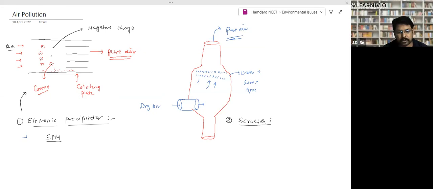They are called scrubber. This is called scrubber. What happens in the scrubber? In a scrubber, the dry air enters from this point. Dry air enters from here, right? Dry air comes from here.